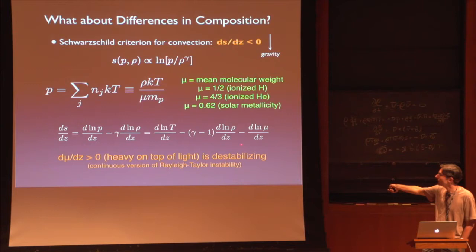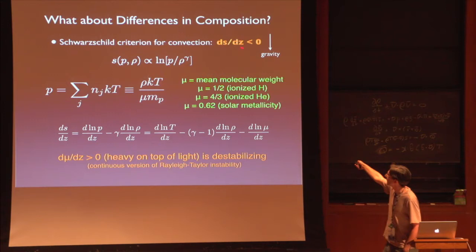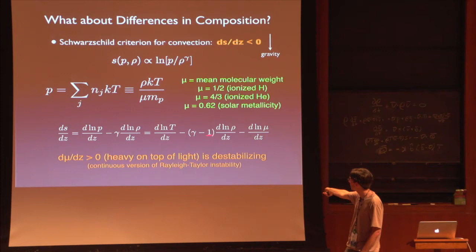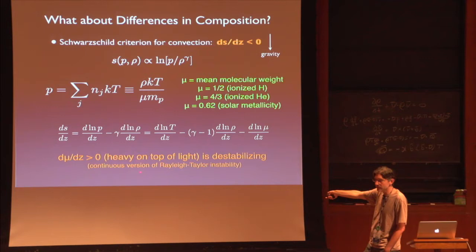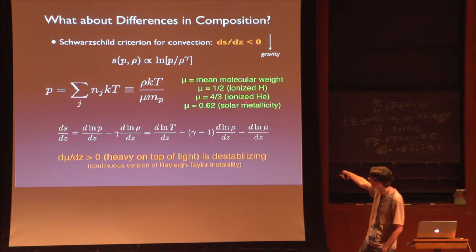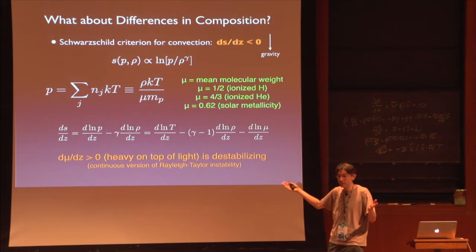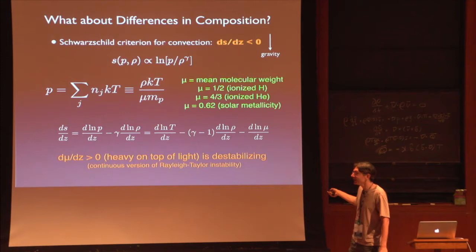If you check the signs of everything here, the system is unstable if the entropy gradient is negative. That means the system is unstable if this composition gradient term is positive. The composition gradient being positive, d mu/dz being positive, means you have heavy stuff on top of light stuff. It's like having helium on top of hydrogen, and that's unstable, just as we would expect. So that's where the composition gradients come in, and this is really the continuous version of the Rayleigh-Taylor instability.